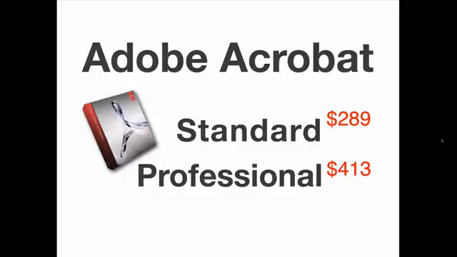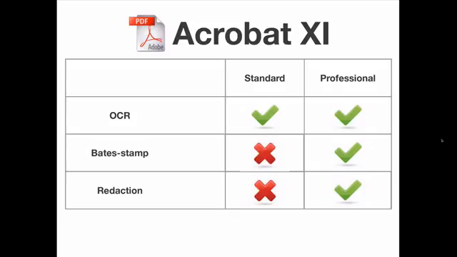Adobe Acrobat is advanced manipulation software. The standard version costs about $289. The professional version costs $413. If you are a Mac user, you cannot get the standard version. You have to get the professional version. If you're a Windows user, you can get the standard version. And basically the difference between them is not that great. The main difference is that professional will let you Bates stamp and redact.